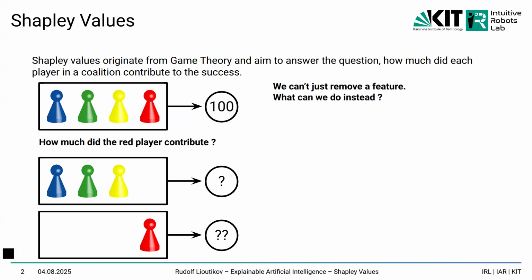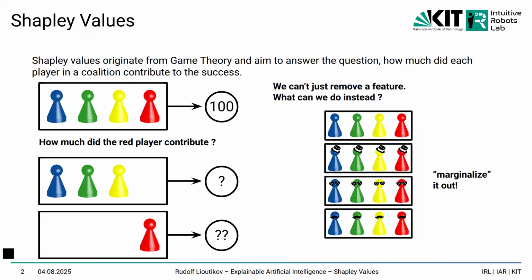So we evaluate other teams with red as a member. What do we call this in statistics? The answer was to evaluate other teams that have red as a member and see how they perform. We call this marginalization. So we basically look at all compositions, we look at all possible values of red in this composition, and see how they would perform.